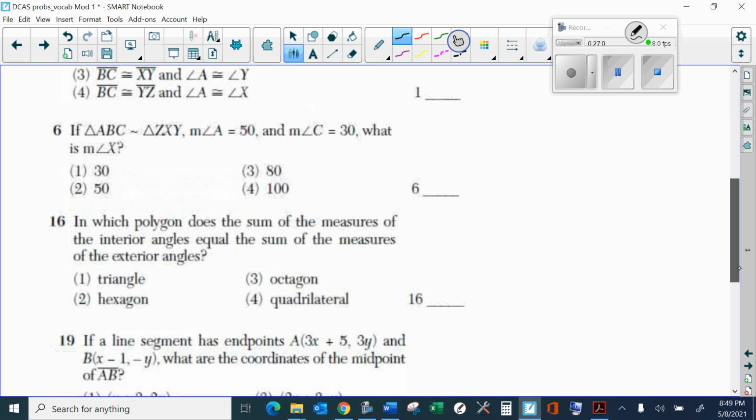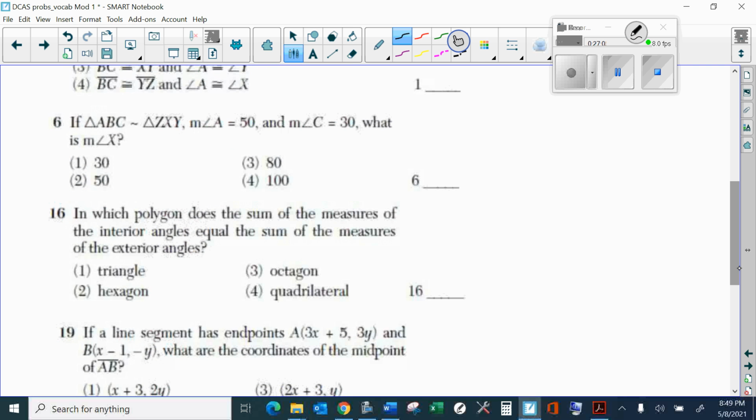Okay, they're similar. Remember, similarity means that corresponding angles must be congruent and the side lengths must be in the same ratio. So if A is 50, C is 30, that's 80, that means B is 100. Since B is 100, then we also know X is 100. It corresponds. Which polygon has the sum of the measure of the interior angles equal to the sum of the measure of the exterior angles?